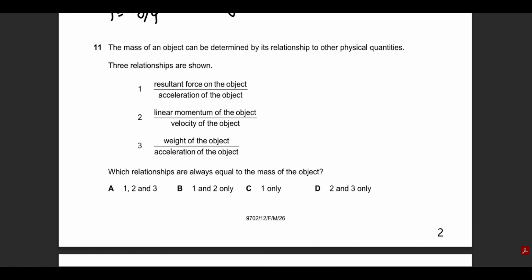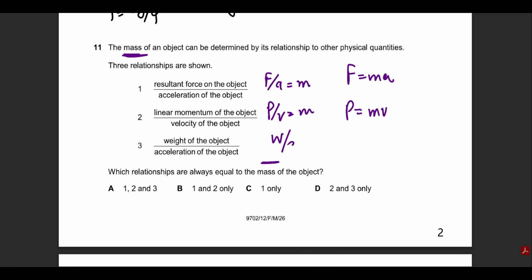Question number 11 is straightforward. It says, determined by the relationship of the physical quantities, mass is supposed to be determined. Which relationship is always equal to the mass of the object? Resultant force, which is F divided by a, yes, this is definitely equal to mass. Linear momentum divided by velocity, yes, this also equals mass because momentum is mv and resultant force is ma. Weight of the object, which is W divided by the acceleration of the object.